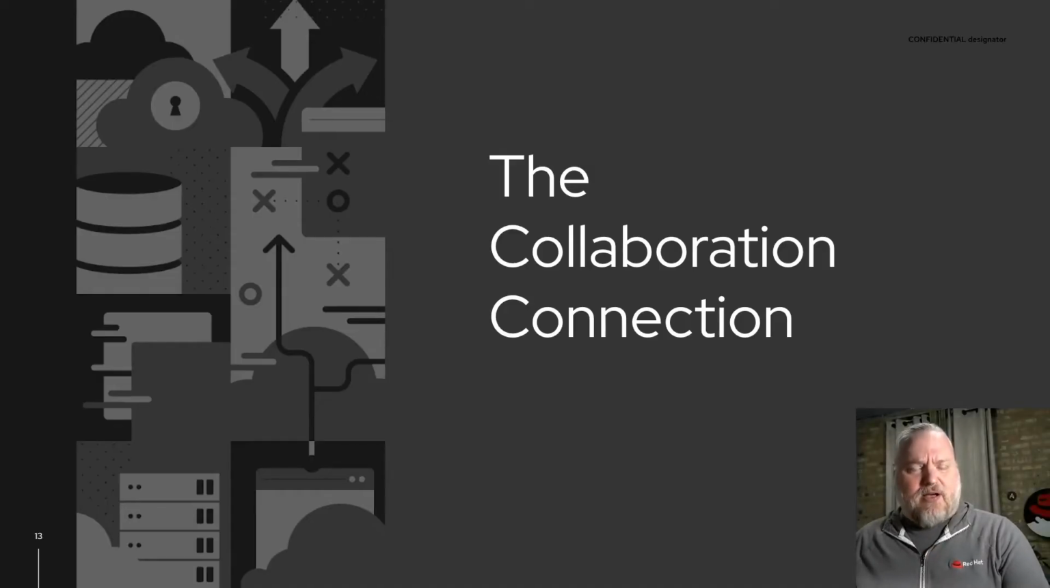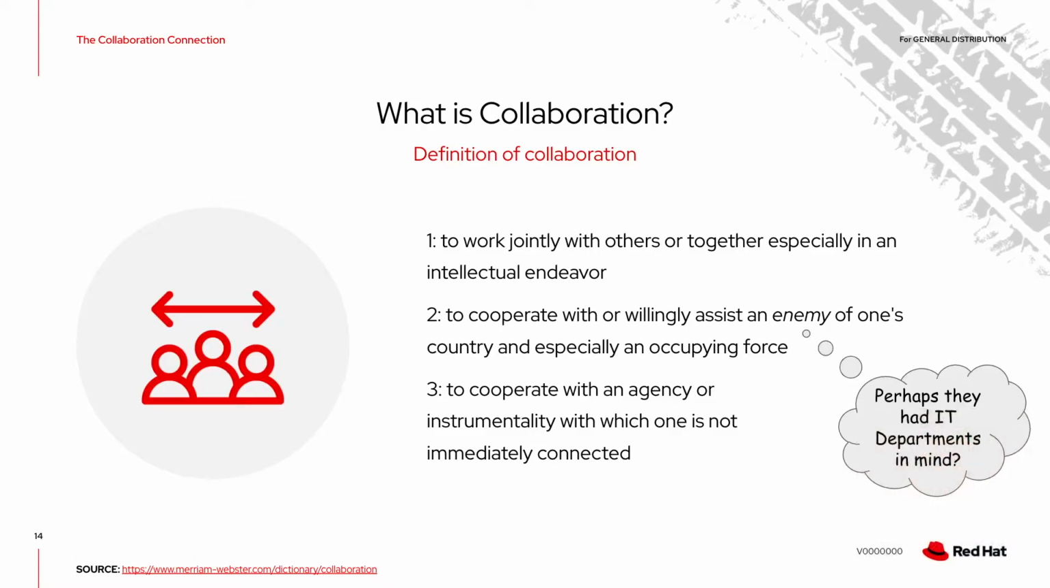So the next topic we're going to talk about is collaboration. What is the collaboration connection? Well, again, we're going to go ahead and dive in and see what Merriam-Webster has to say about collaboration. The definition of collaboration is either A, to work jointly with others, or together, especially in an intellectual endeavor. B, to cooperate with or willingly assist an enemy of one's country, and especially an occupying force. Starting to sound like some of the silos and infighting that we have in IT departments, huh? And then finally, C, to cooperate with an agency or instrumentality with which one is not immediately connected. And these all kind of apply here.